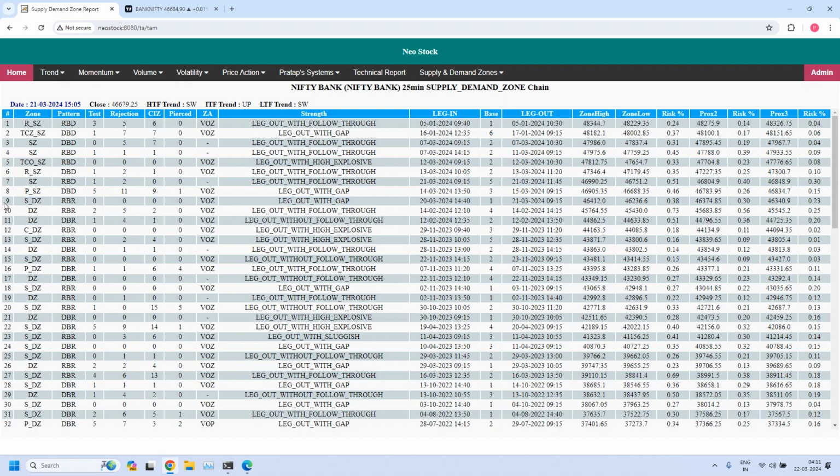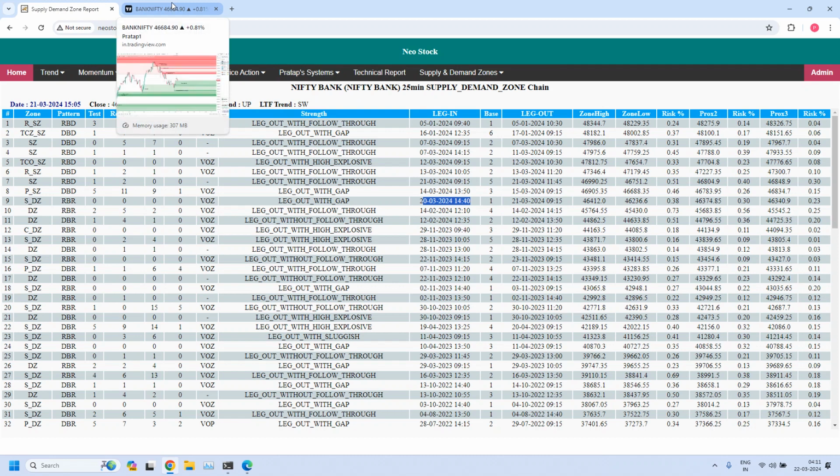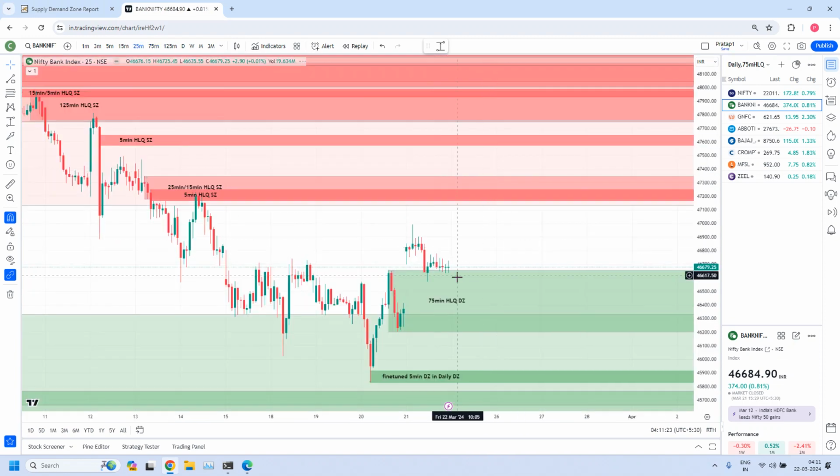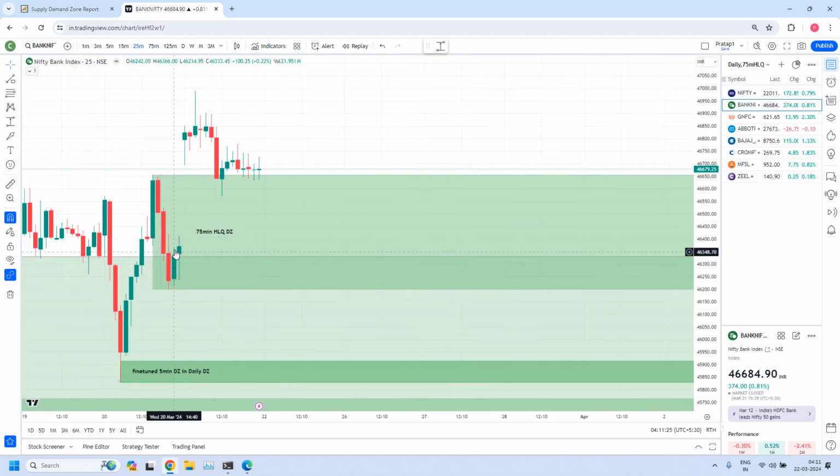Most probably this is a fine-tuned demand zone inside 75. Let us check. So this is yesterday's 1440 candle, after that one base candle. So changing the time frame to 25 minutes. So this is the one. We have a rally. This is yesterday's 1440, one base candle, and today with a gap up, pro gap.